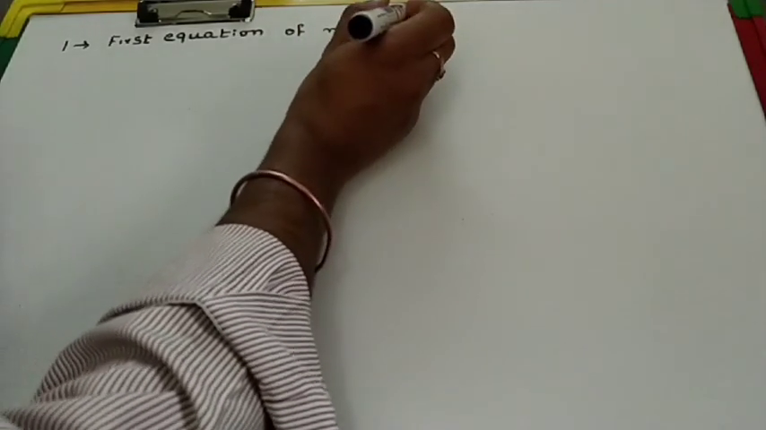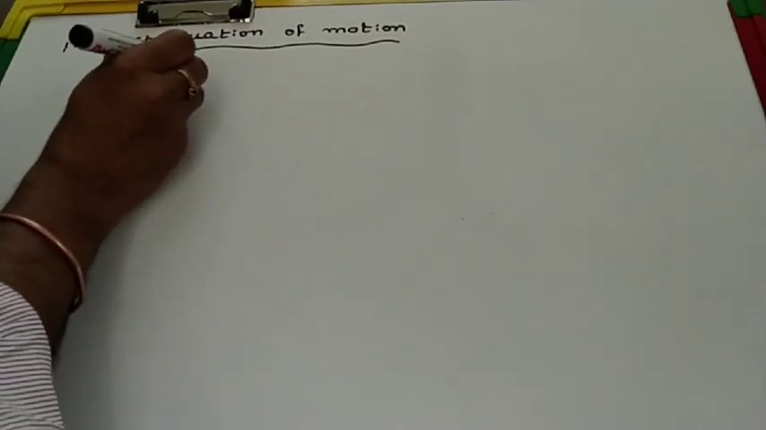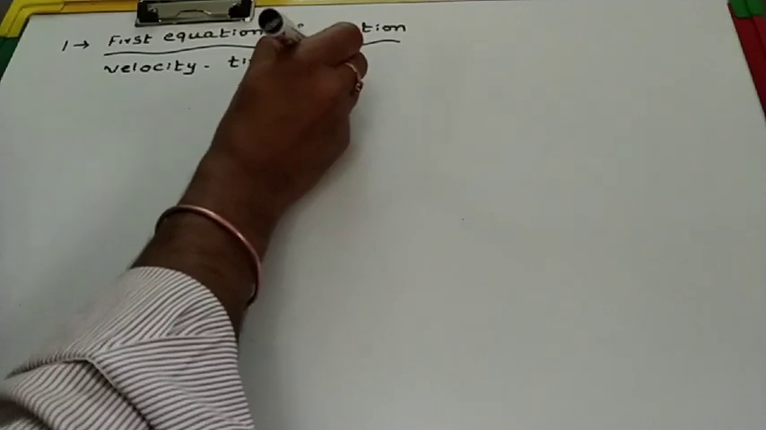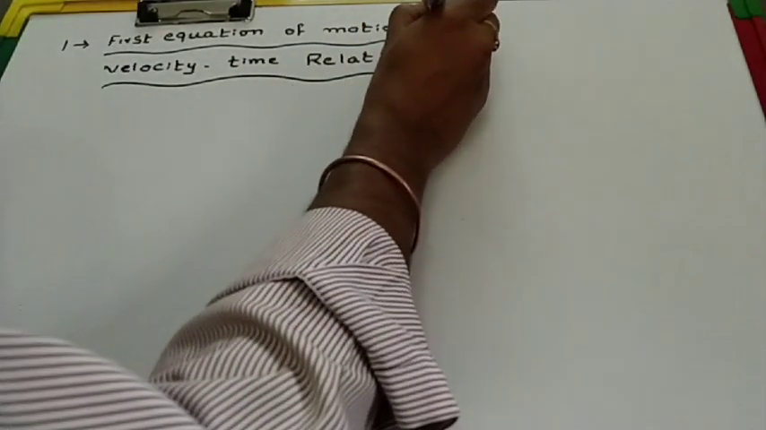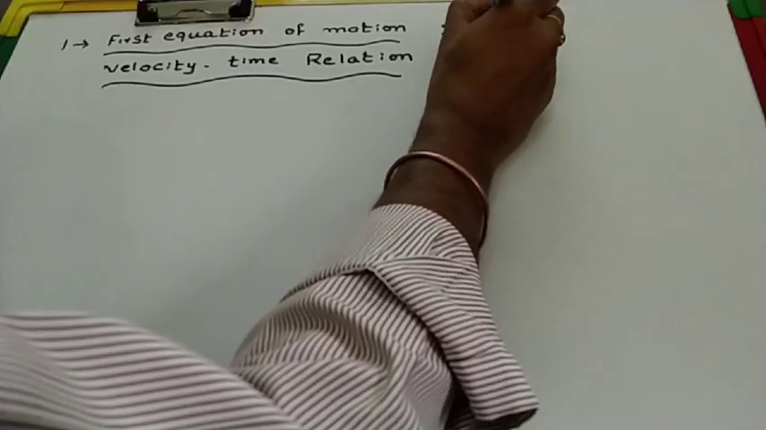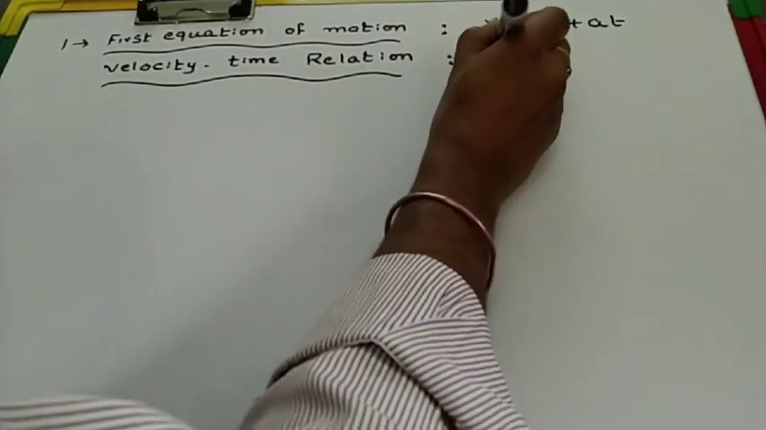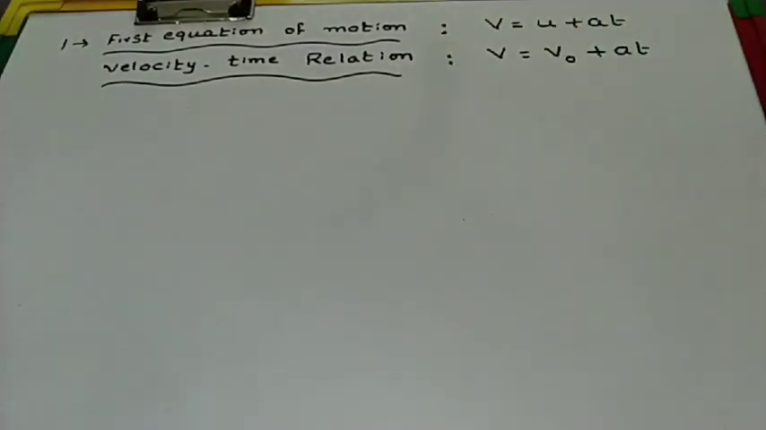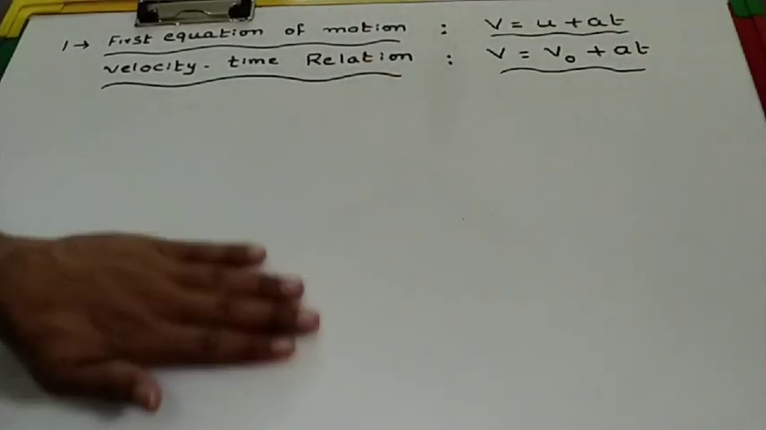The first equation of motion, another name is the velocity time relation. Here we also call it V is equal to U plus AT, and also V is equal to V naught plus AT. My dear students, in the examination, they will ask any one of these, so we have to write the same answer.